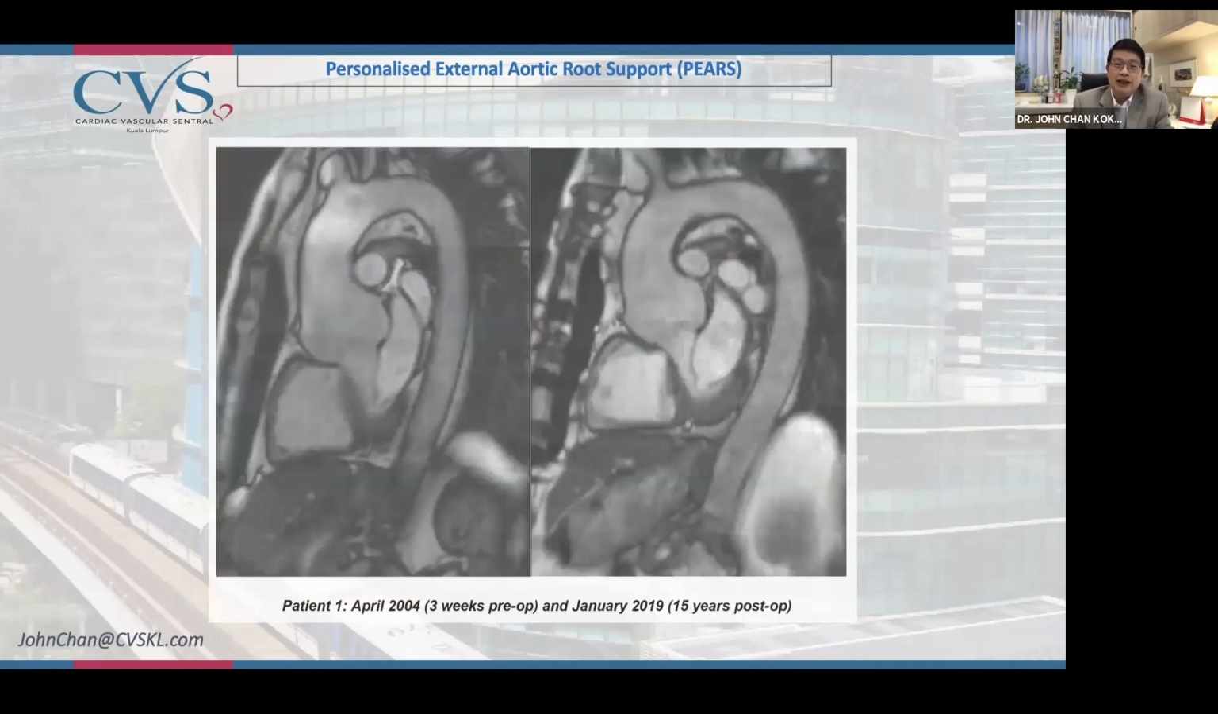So this is the image from the first patient who had this procedure way back in 2004. He's still alive and well today, and his aortic root has stabilized in size. You can see it is bigger than normal, but it has not got any bigger with this PEARS procedure. It has stabilized, and we expect the aorta not to increase any more in size. The rest of the aorta has increased in size, but it has not reached the size where we need to do any intervention.